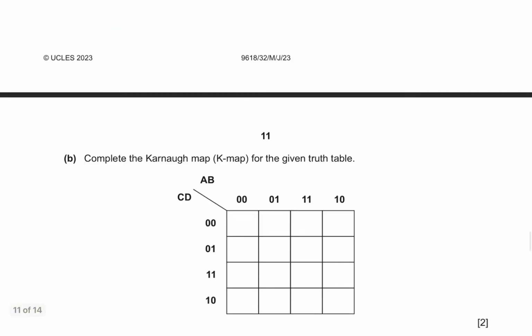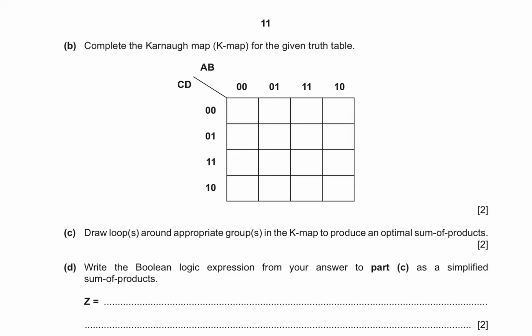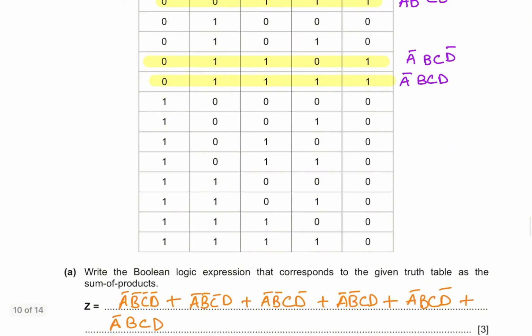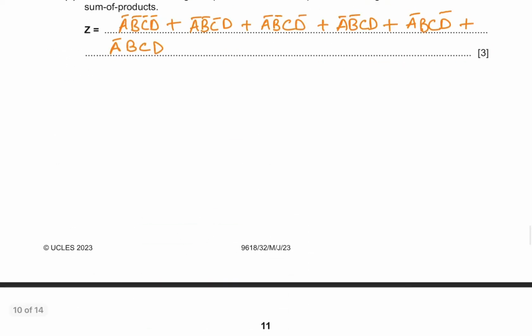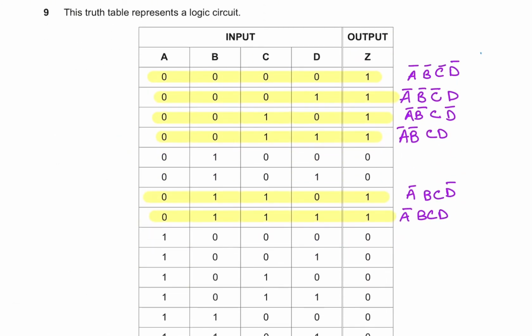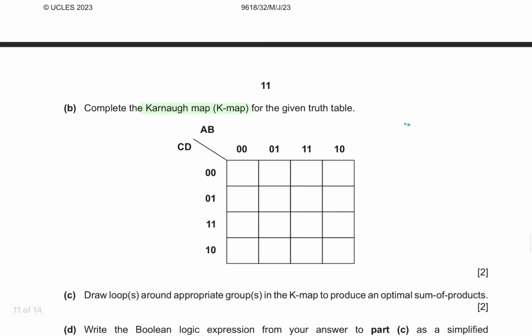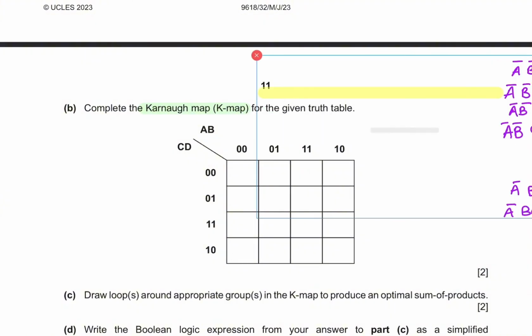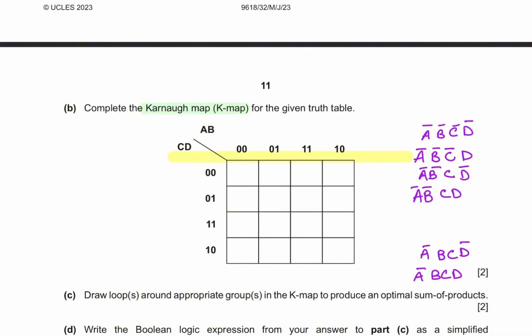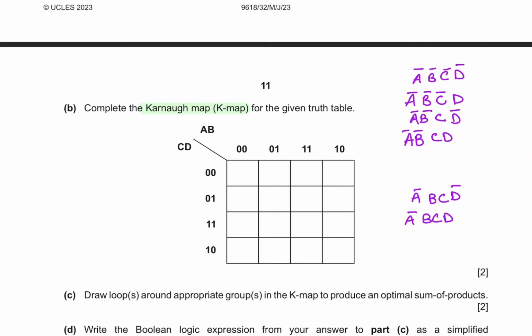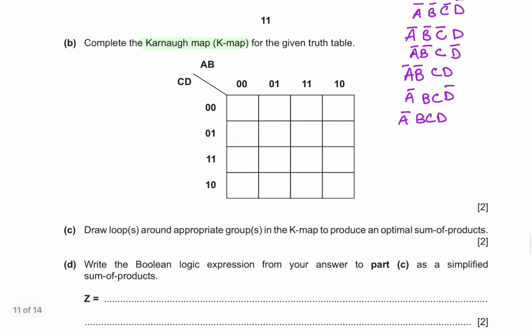Done, students? Now, complete the Karnaugh map for the given table. Karnaugh map means K map. So you have to complete it. When you have all these quantities with you, you can make the Karnaugh map. How will you make the Karnaugh map?